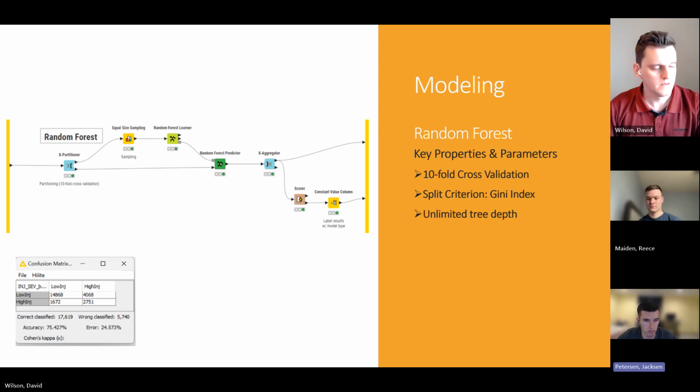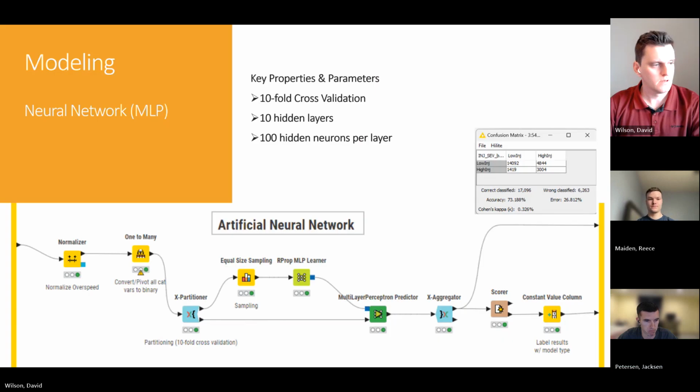Next, we used a random forest model. Again, tenfold cross-validation, using a Gini index split with unlimited tree depth. This resulted in a 75% accuracy. Next, we did a neural network. We normalized the overspeed variable using a tenfold cross-validation with 10 hidden layers and 100 hidden neurons per layer, with 73% accuracy.